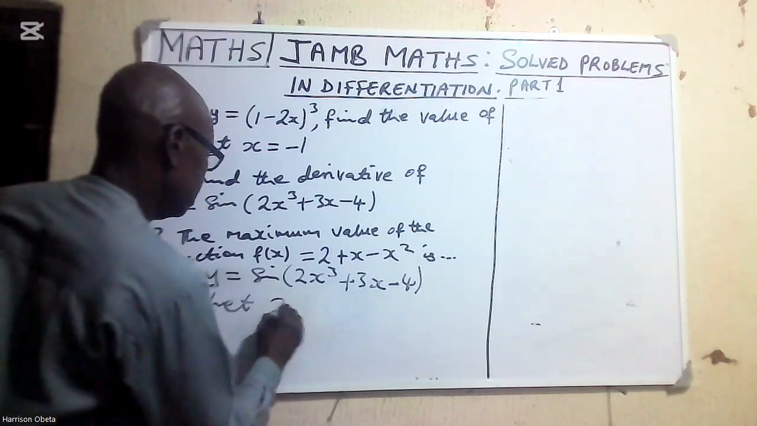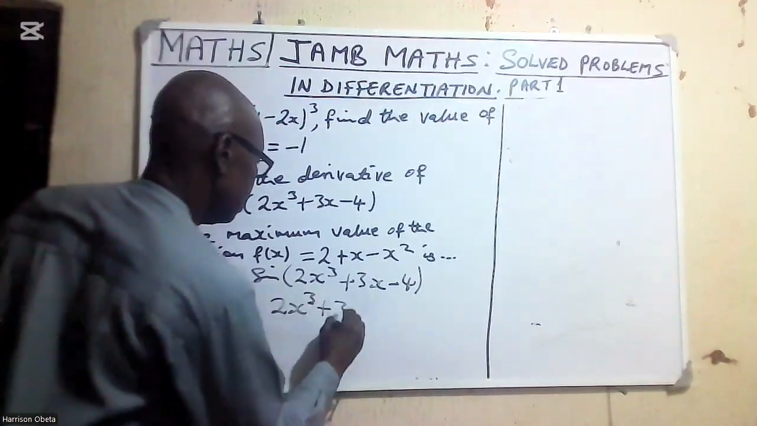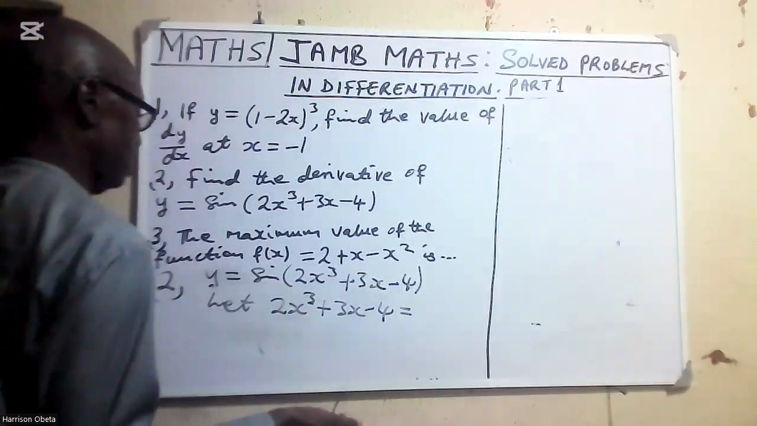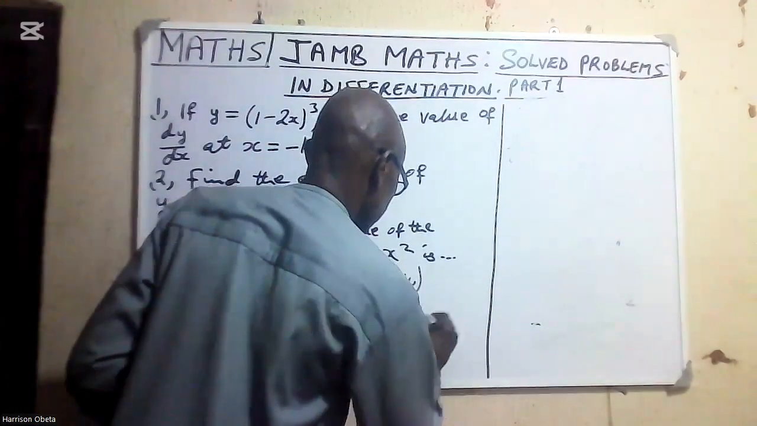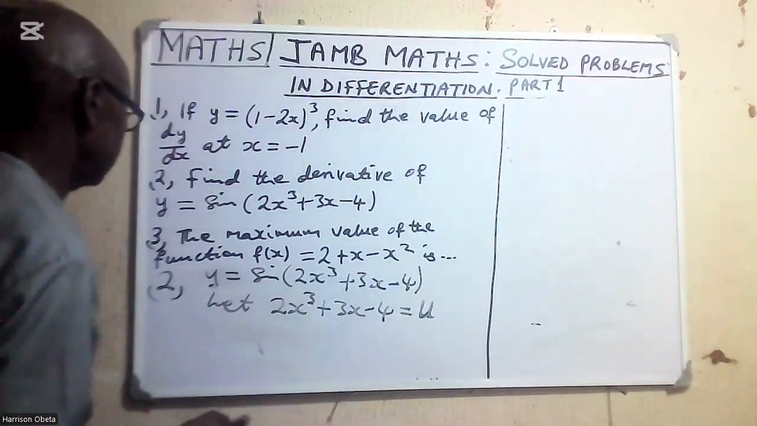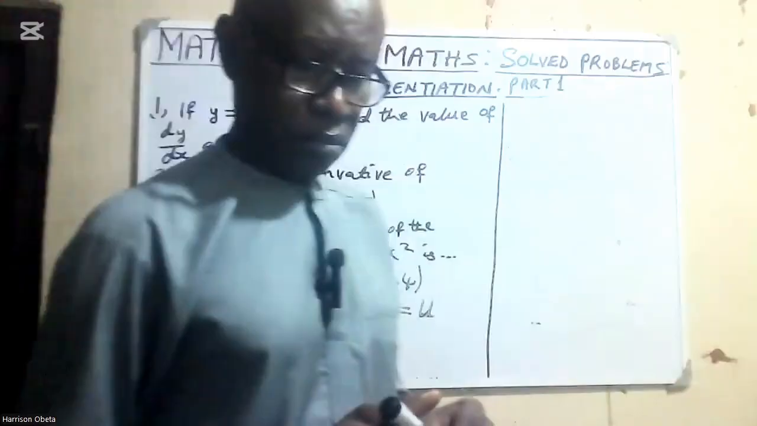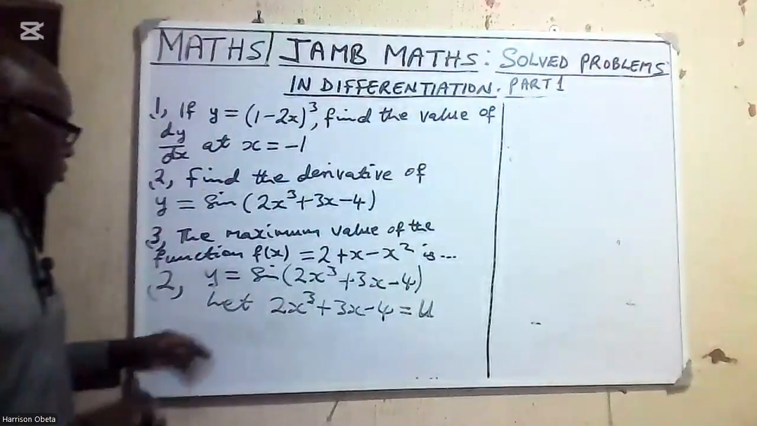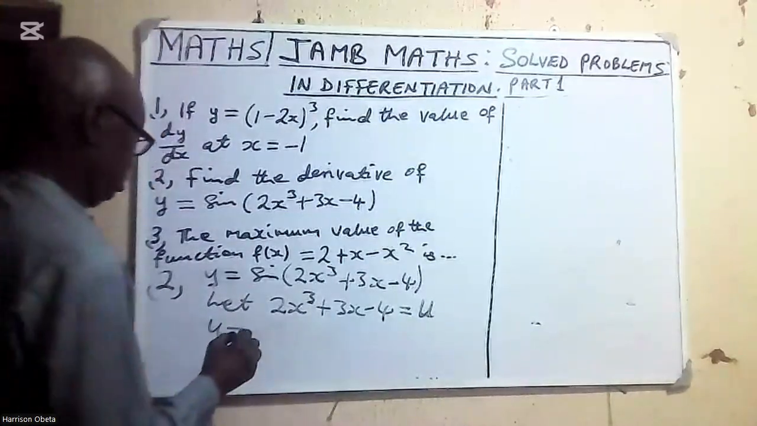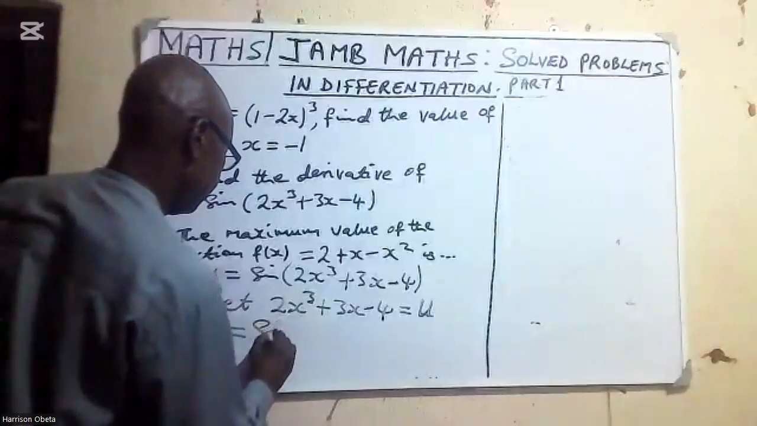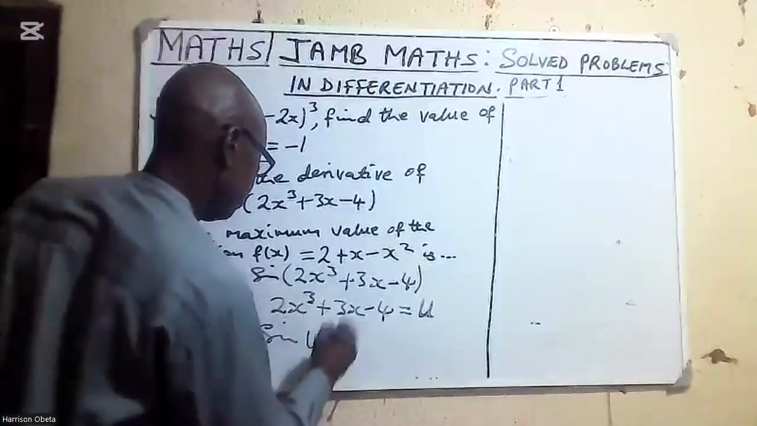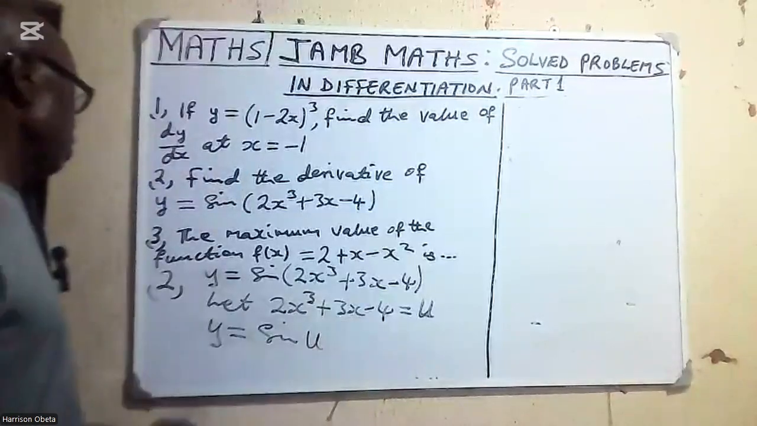Let 2x cubed plus 3x minus 4 equal to, I can use any letter, but let us still use u. Then here we now have y is equal to sine u, because we are taking the whole of this to be u.